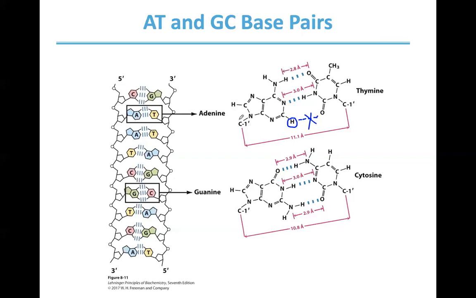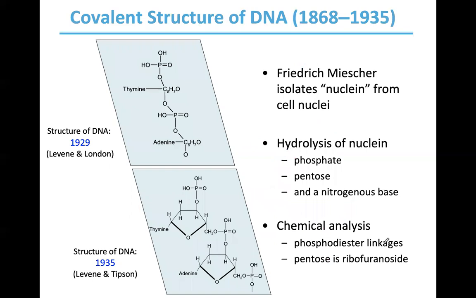And obviously C1 prime, that's the ribose, that's the anomeric position. All right, as far as the structure of DNA, there was a lot of research, a lot of historical discoveries that eventually led to the discovery of the double helix.